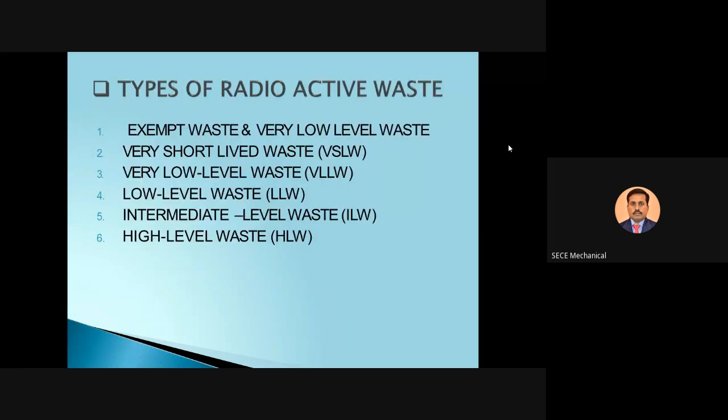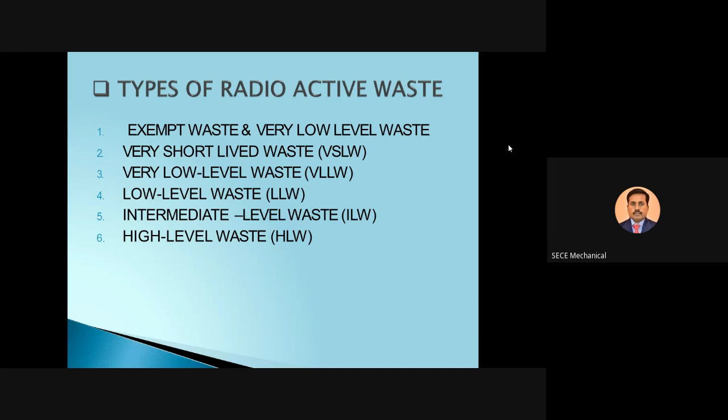What are the types of radioactive waste? The waste that comes out of the power plant after usage of the fuel is called radioactive waste or nuclear waste. That radioactive waste can be classified into six categories, based on the waste and its radioactivity. What are the six categories?